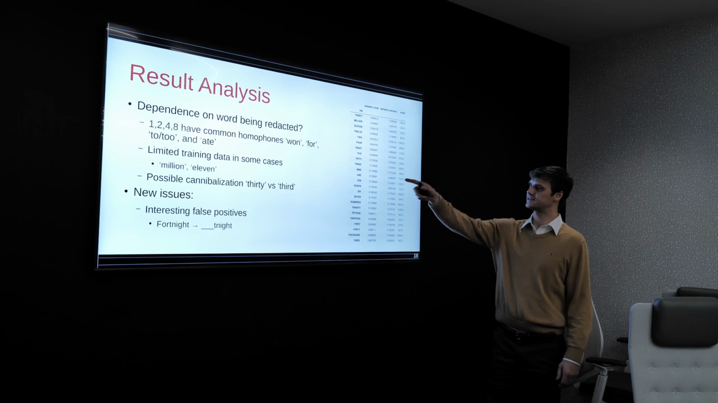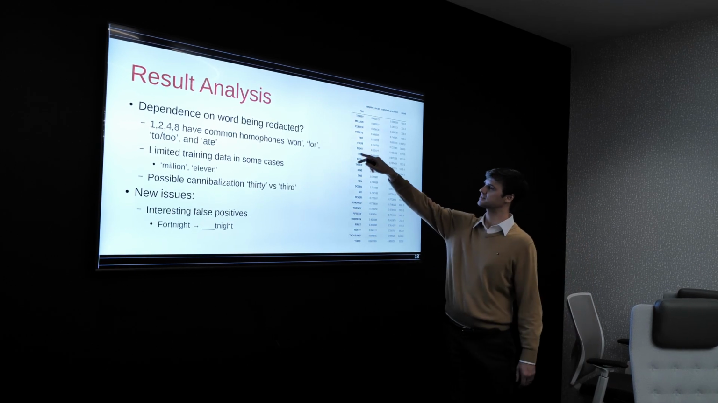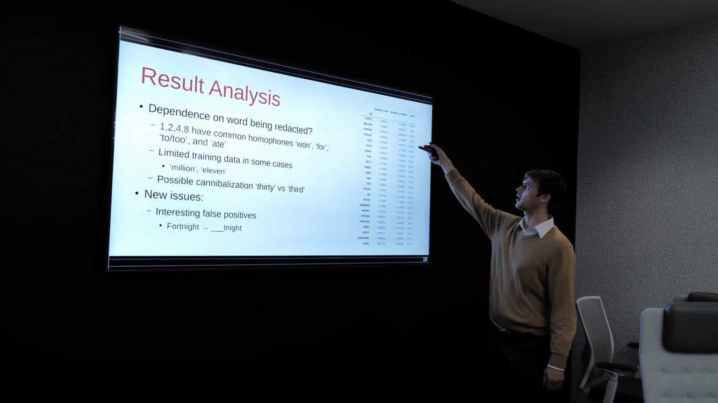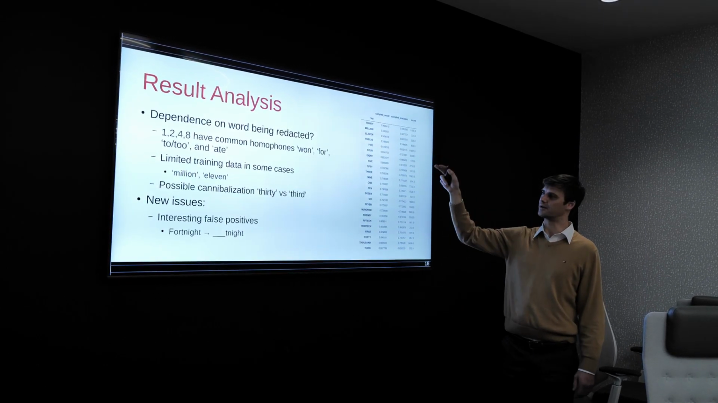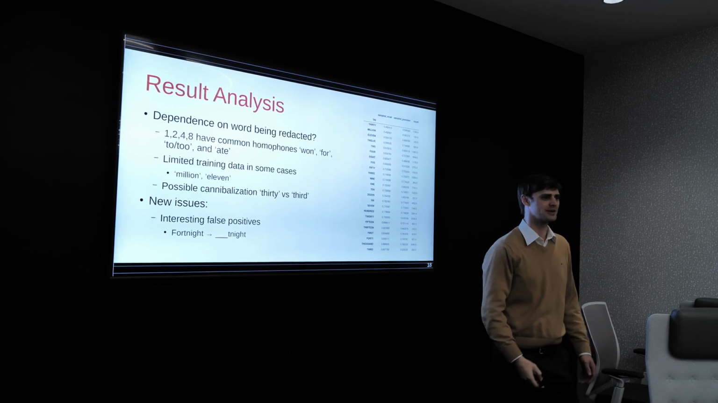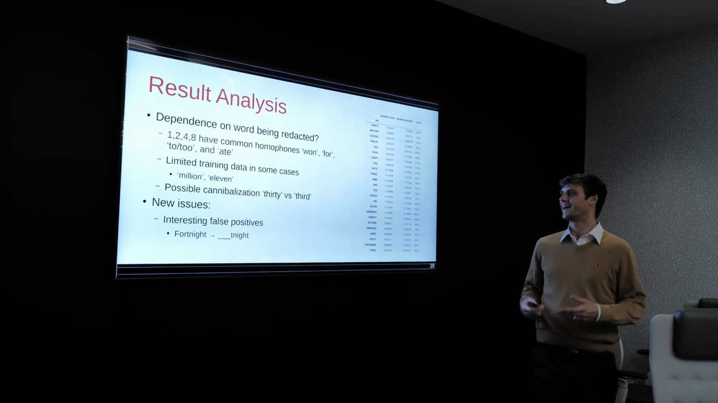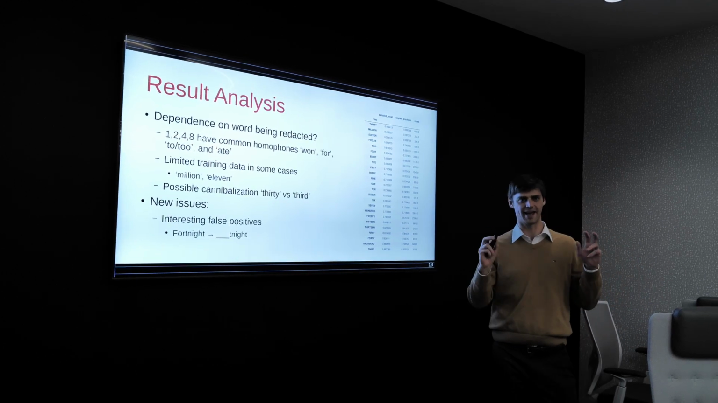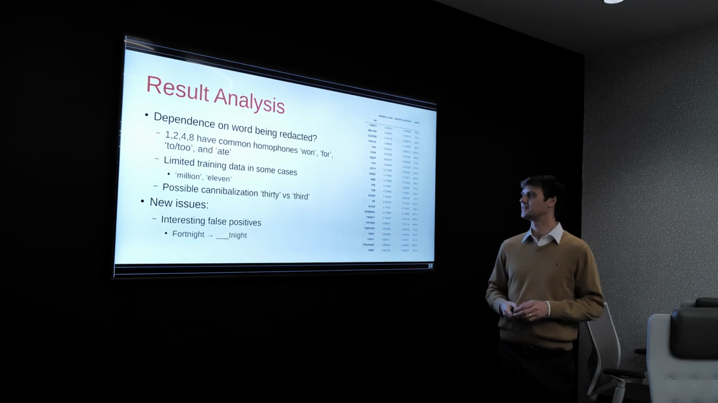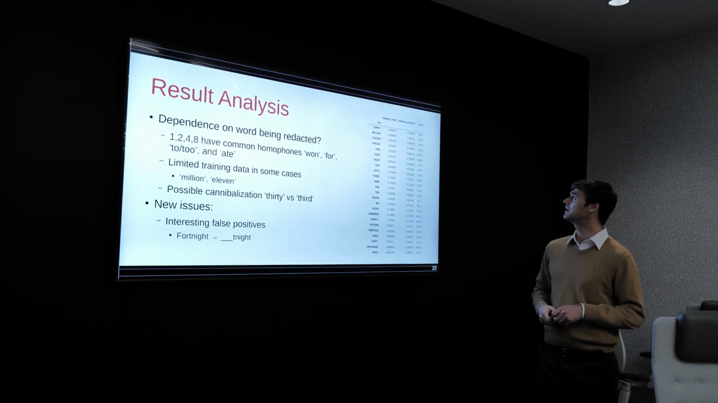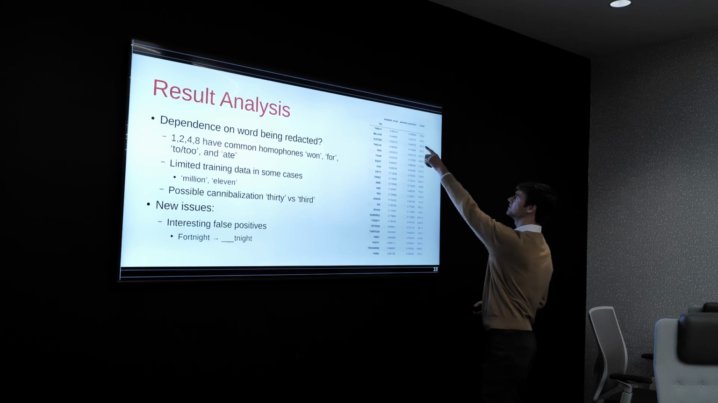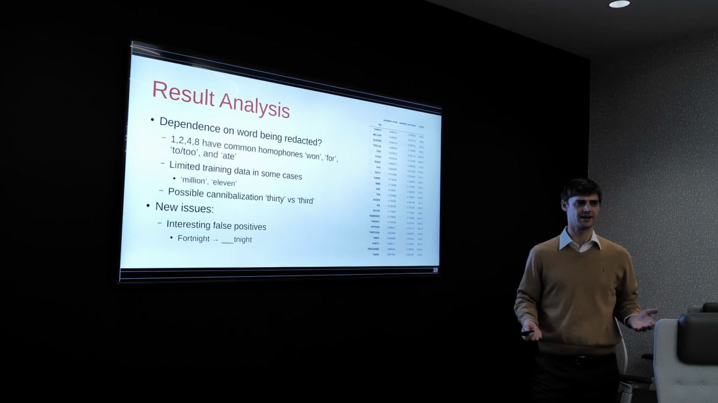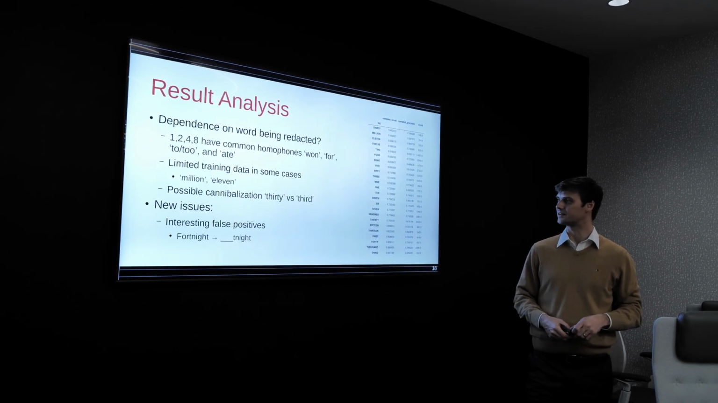And so what we see is the performance, especially of 1, 2, 4, and 8, is not amazing considering how often they show up in the data set. And I would note that all of those have pretty common homophones in the English language. And that could be an issue, because sometimes those sounds, the sequence of sounds, is tagged as a number and sometimes it's not. There are also maybe issues with limited training data. We have only 300 examples of the word million in the entire data set, which is rather limited.